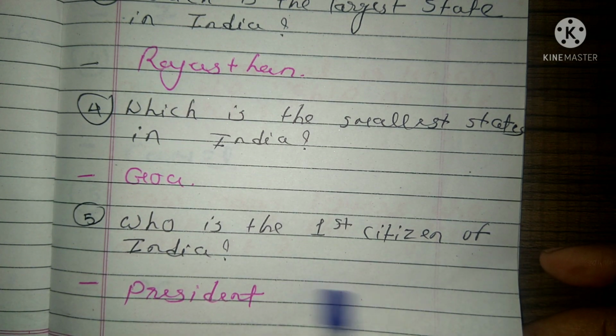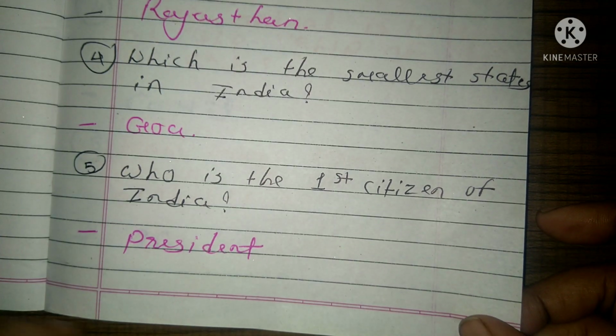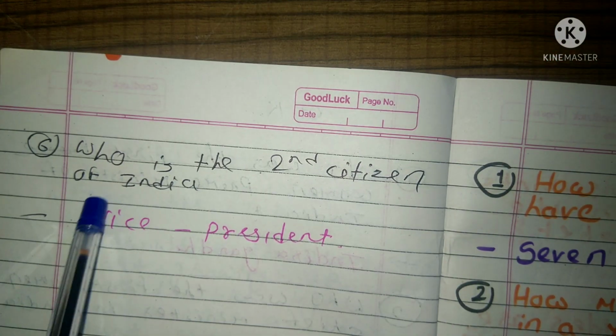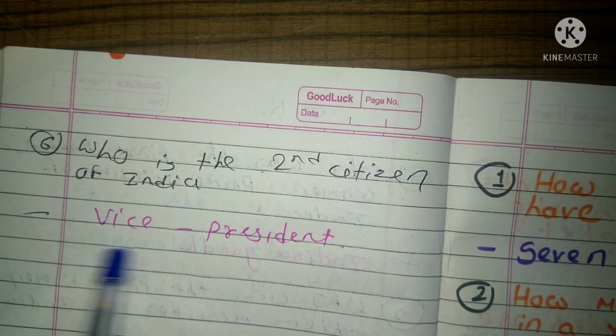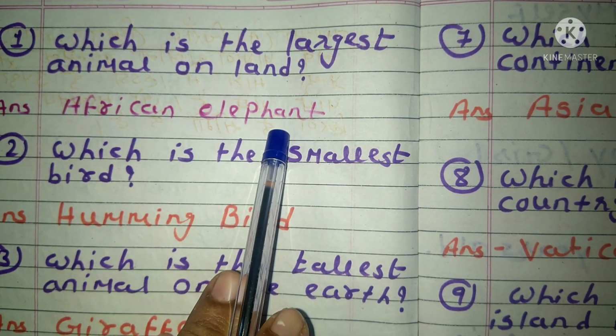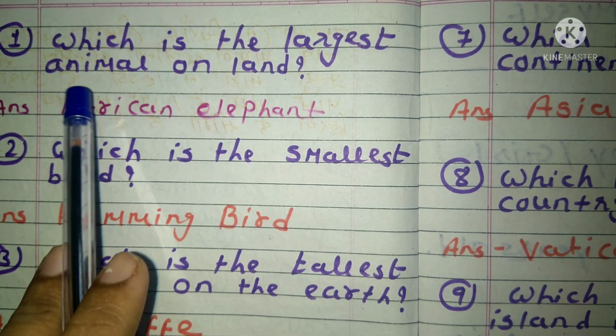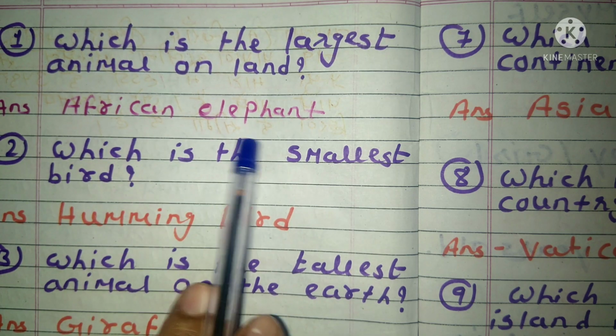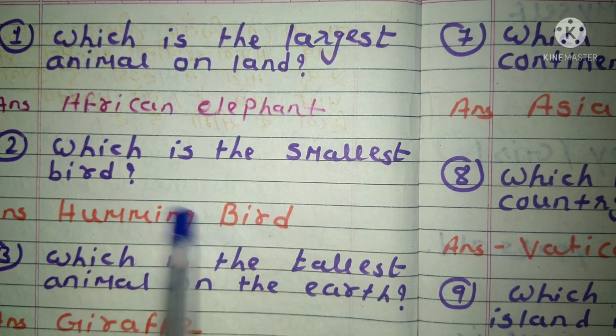Who is the first citizen of India? President. Who is the second citizen of India? Vice President. Which is the largest animal on land? African elephant. Which is the smallest bird? Hummingbird.